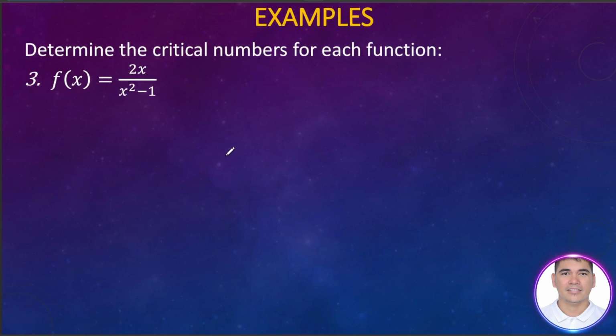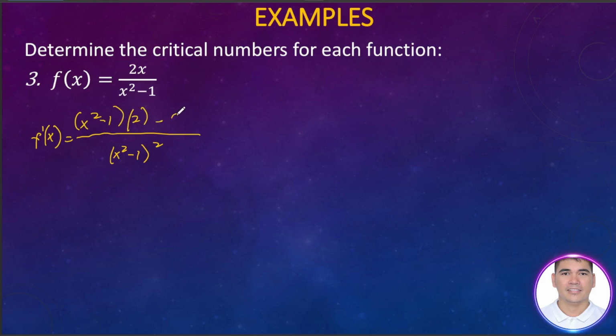Next, determine the critical numbers of f of x is equal to 2x over x squared minus 1. So first is find the derivative of our f of x. So this is division. So square natin yung denominator based on the rule. Then x squared minus 1. What is the derivative of 2x? That is 2. Minus 2x. Now what is the derivative of x squared minus 1? That is 2x.